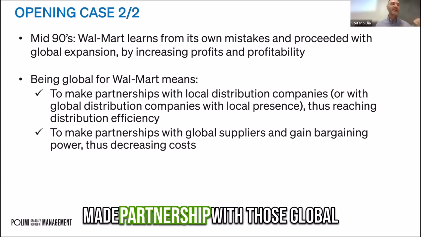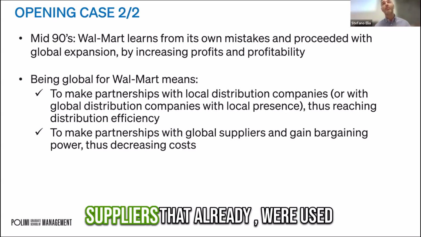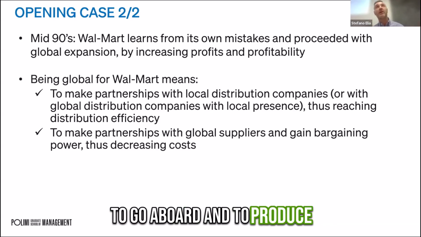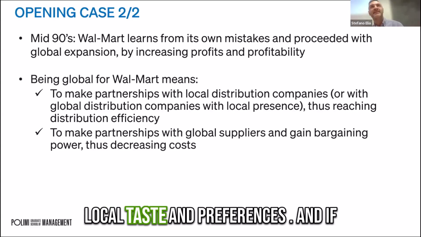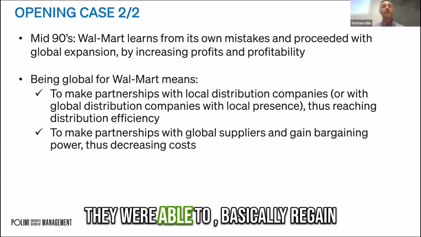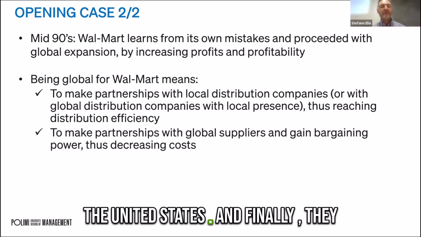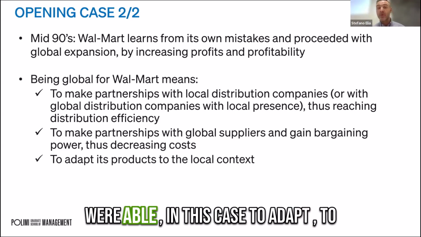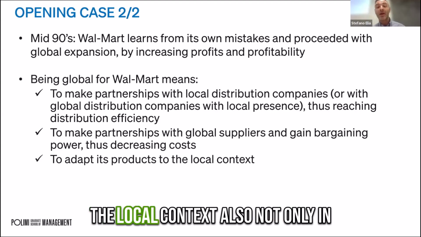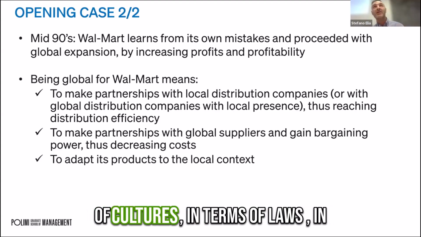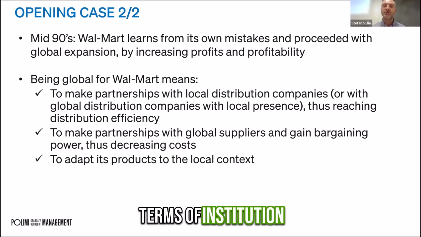So they made partnerships with those global suppliers that were already used to going abroad and to producing products that could adapt to the local tastes and preferences. And therefore they were able to basically regain the bargaining power they had in the United States. And finally, they were able to adapt to the local context, not only in terms of product, but also in terms of cultures, laws, and institutions.